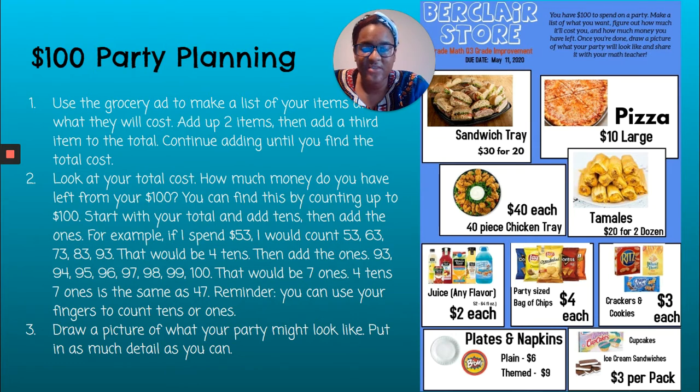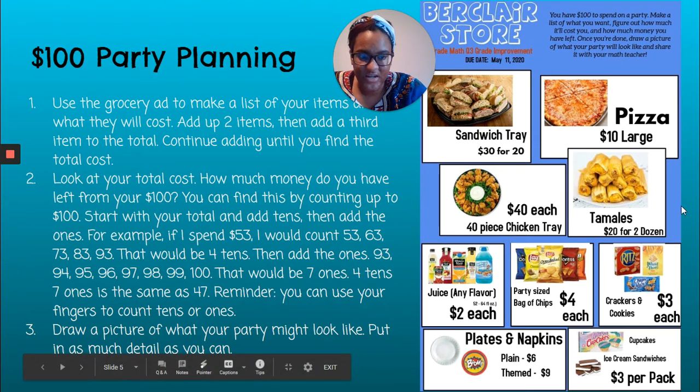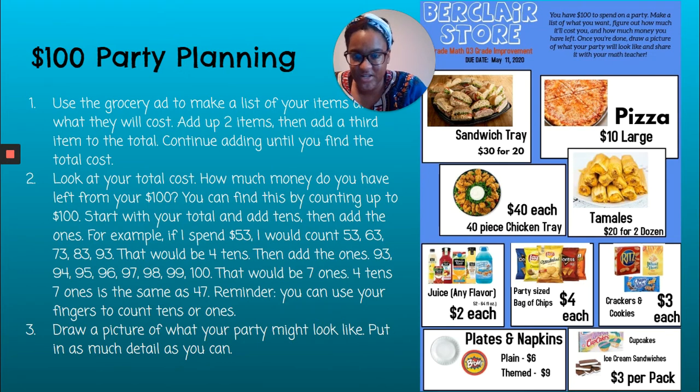So have your child think of what they want. You can start with the big ticket items. These cost multiples of 10 for adding purposes. So maybe they want both chicken and tamales. Maybe they want sandwiches and pizza. They can have whatever they want as long as the total is $100 or less.